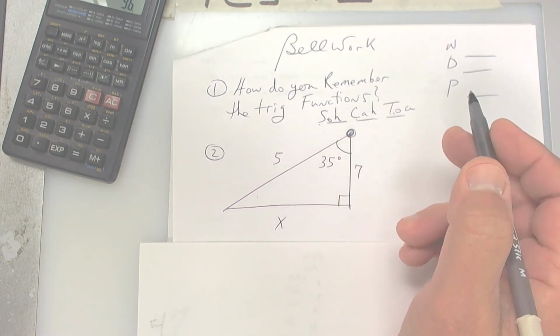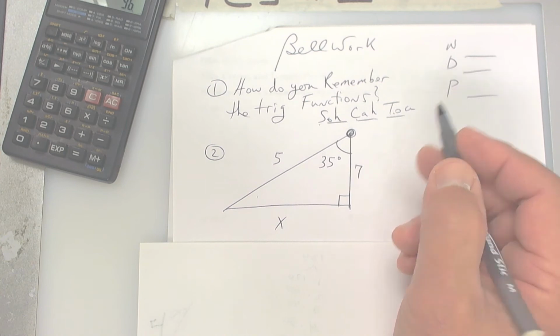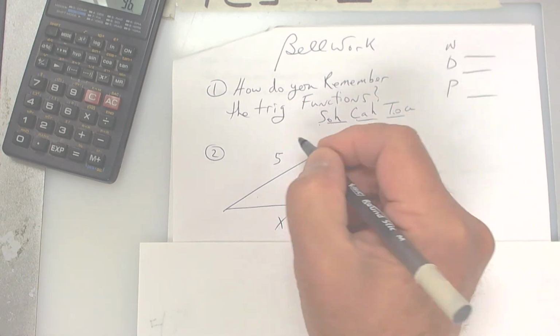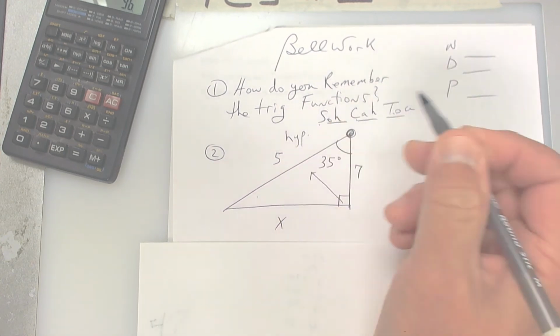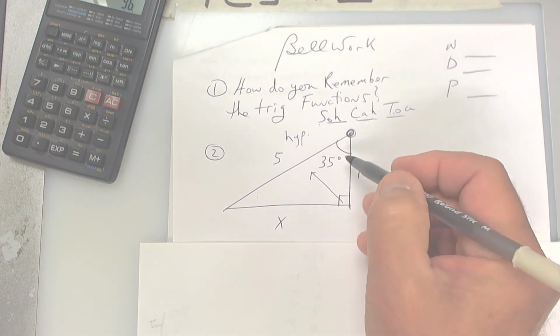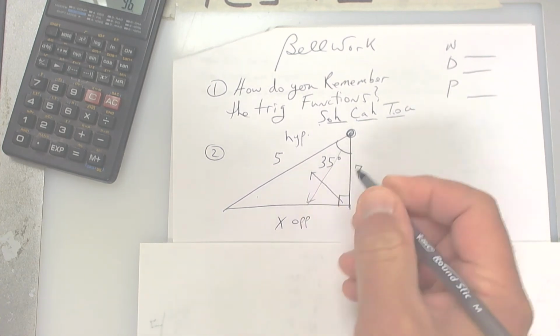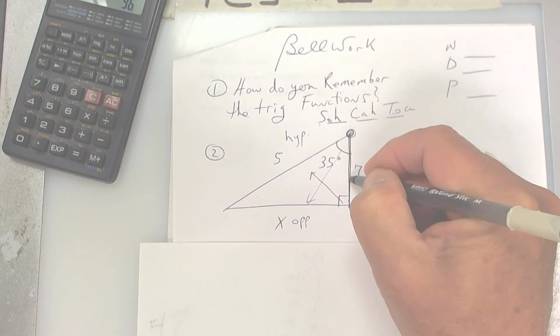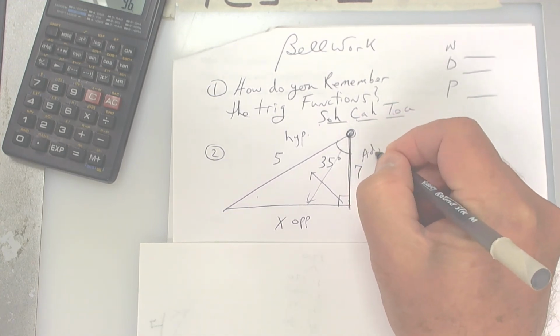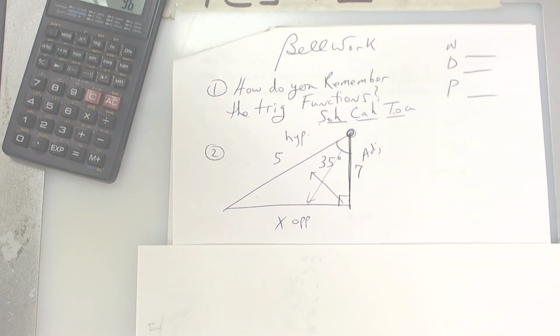All right, now label your sides. Remember the hypotenuse always goes first. Okay, and then across from the 35 will be the opposite. And the one that hits the dot is the adjacent. Okay, make sure you have that labeled correctly.